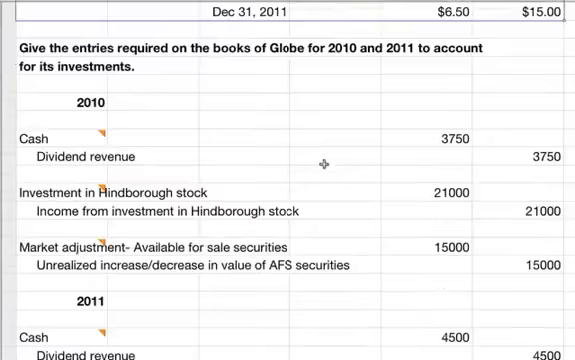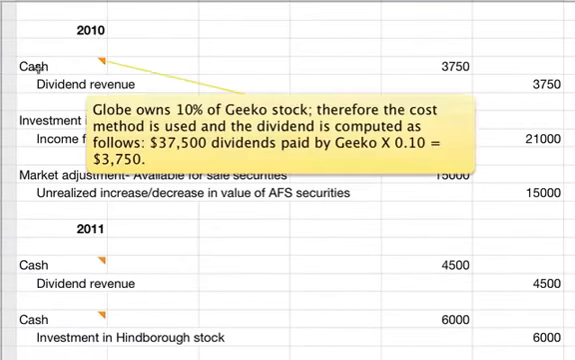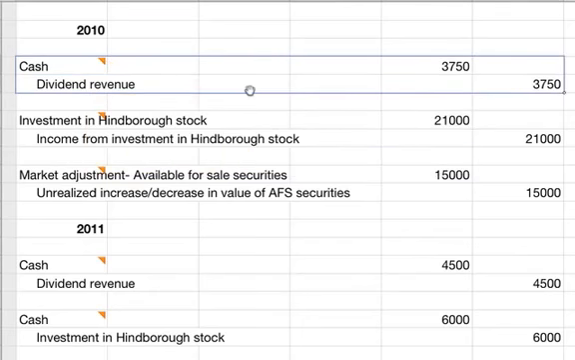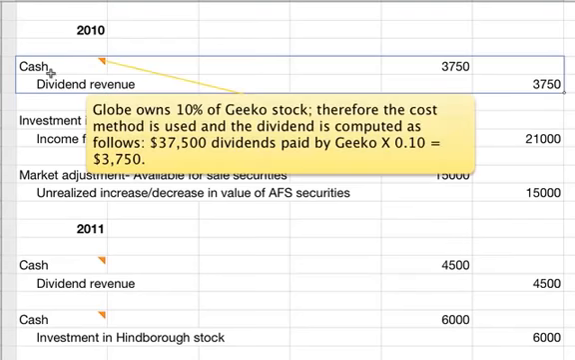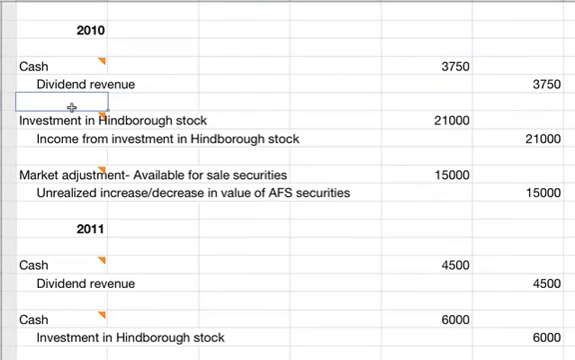The first entry of 2010 is this right here. We have a debit to cash for $3,750 and a credit to dividend revenue for $3,750. Globe owns 10% of Geco stock, so the cost method is used, and the dividend is computed just by taking the $37,500 dividends paid by Geco and taking 10% of that. That's $3,750.